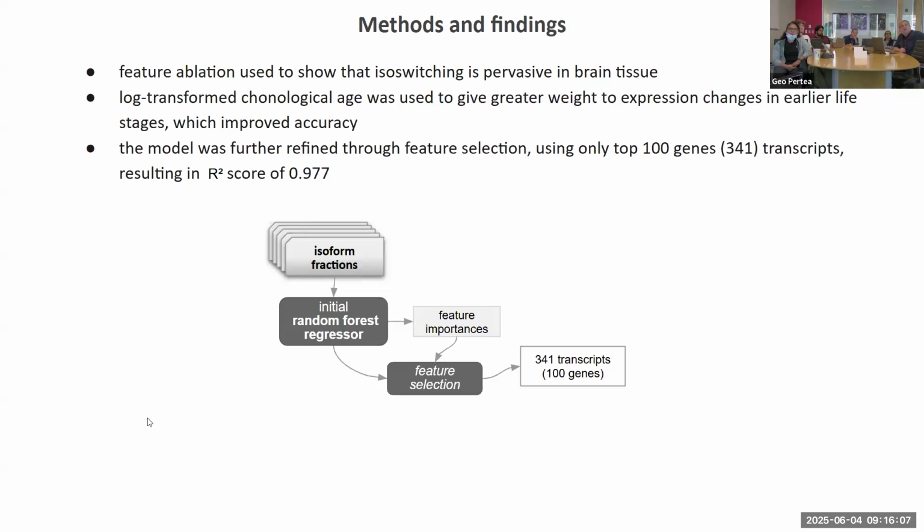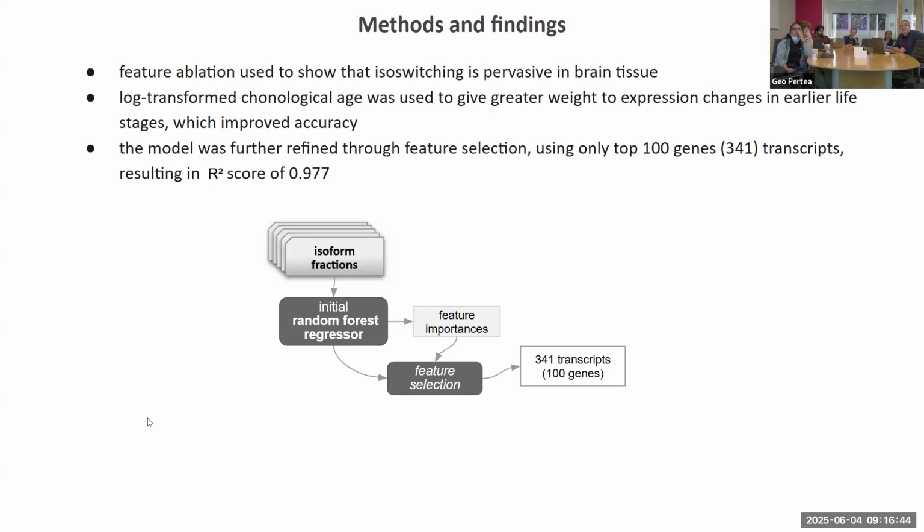Another refinement was to use the log transformation of the chronological age, which of course gives a greater weight to early expression changes where we know they're actually very large in the early years. And this improved accuracy. And feature ablation was also a way to look at the feature importances, and it was indirectly a way to refine the feature selection.